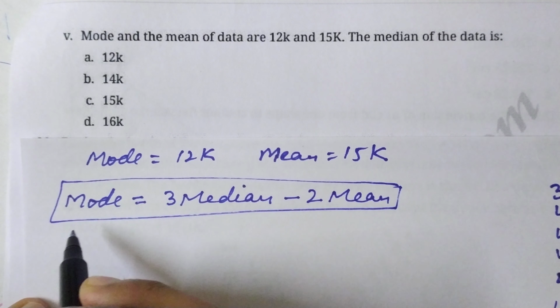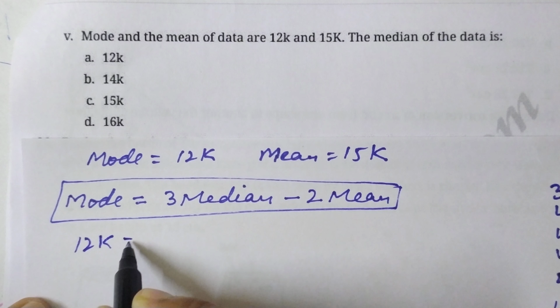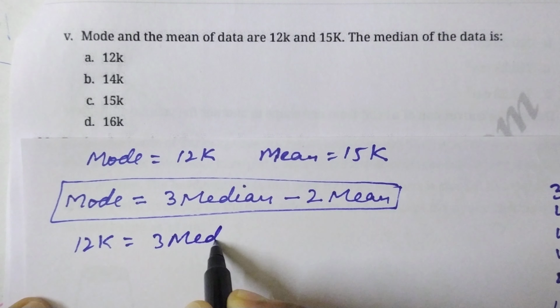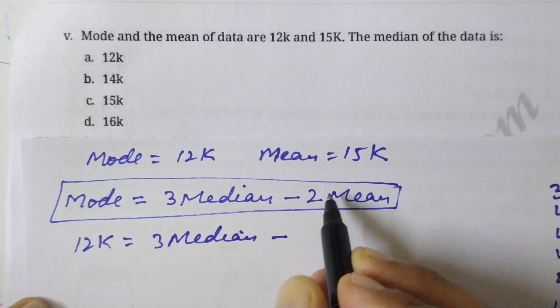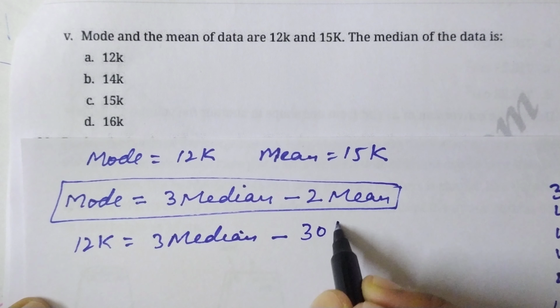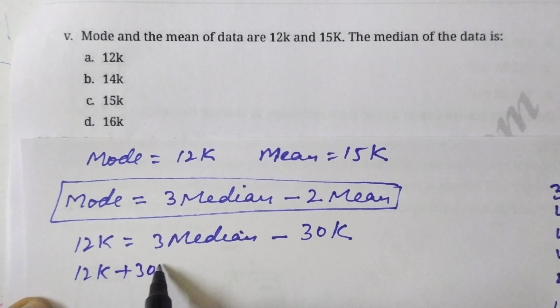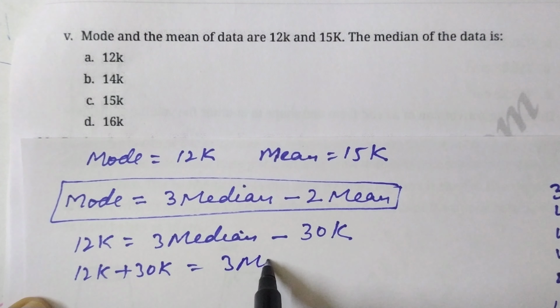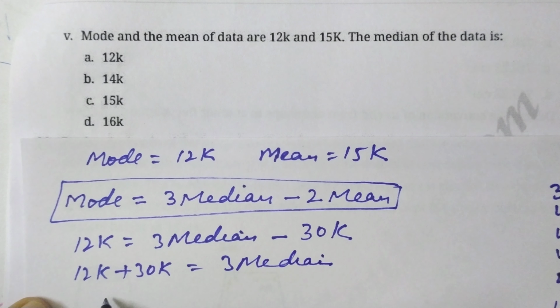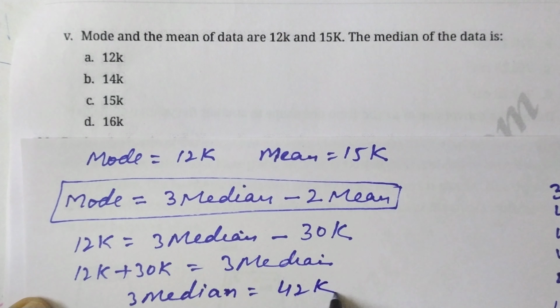So let's fill here. Mode is 12k is equal to 3 into median, so we have to find out here, minus 2 mean, 2 into 15, that is 30k, right? So 30 will come here. So 12k plus 30k is equal to 3 median. So 42k is 3 median. So median is 42k over 3.